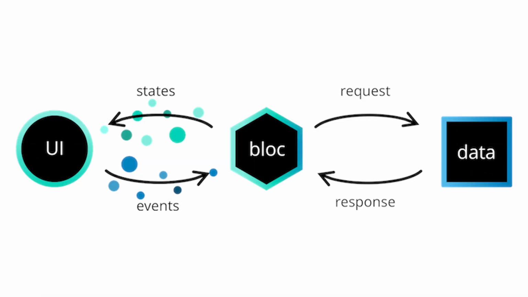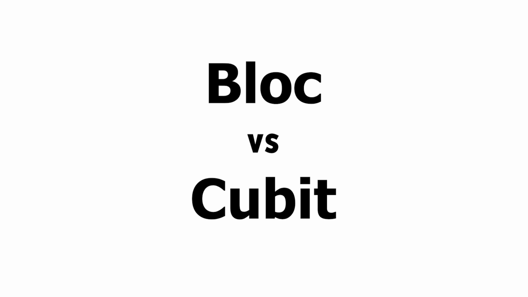The way Bloc works is that when you perform an action in the UI, you can send an event to the Bloc. The Bloc processes your event and then sends a new state to the UI, telling the UI to rebuild. So what's the difference between a Bloc and a Cubit, and how to use each one?